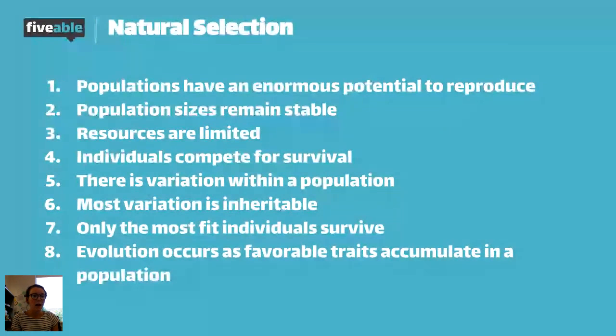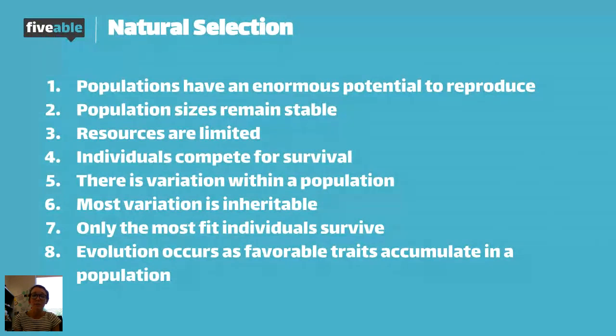Okay. Last 3, most variation is inheritable. So it's important to know that the variation that we're seeing can be passed down to offspring. If it's not able to be passed down, then it can't contribute to natural selection because it will die within that generation, as opposed to being passed on from generation to generation.